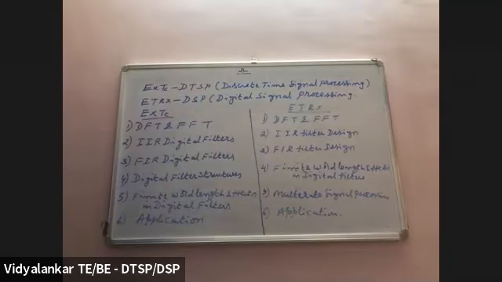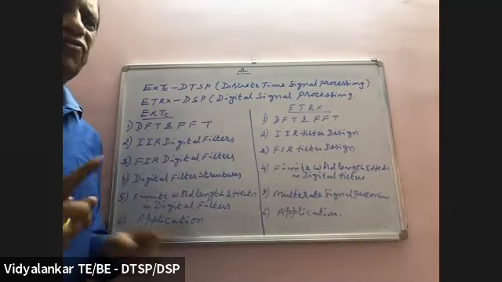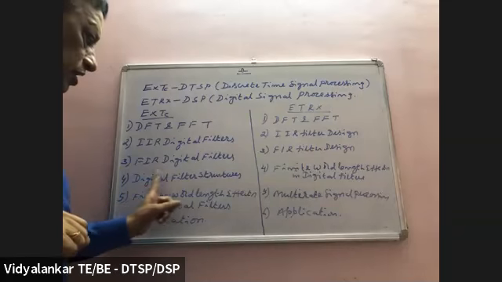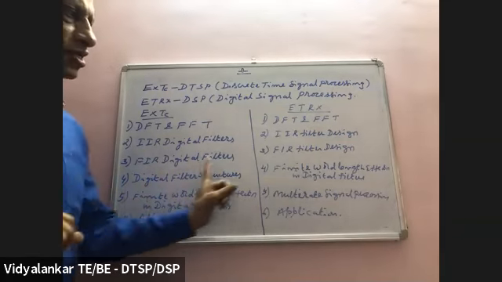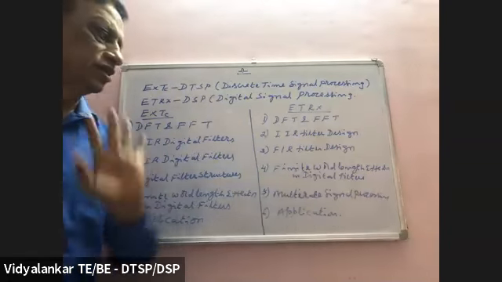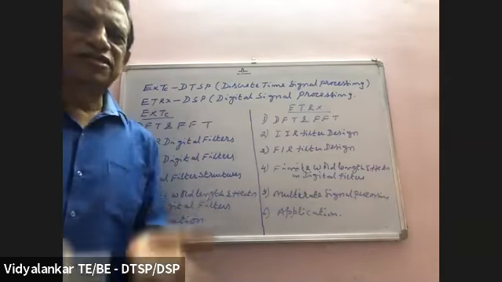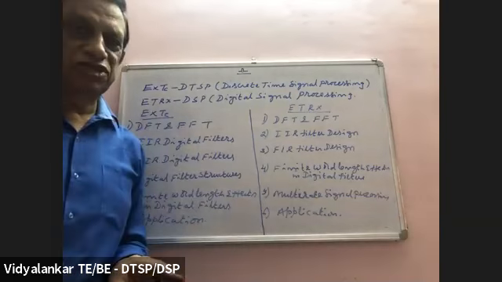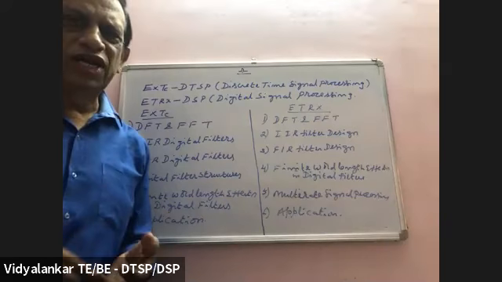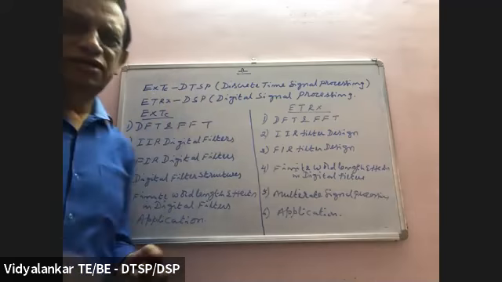So if you observe both the syllabi, 5 modules are common. Only one module is different for ETRX and EXTC. For ETRX, this digital filter structure is not there, and for EXTC, multi-rate signal processing is not there. Remaining all the syllabus is common. This subject is nothing but an extension of signals and systems. Last semester, whatever we have learned in signals and systems, that means Laplace transform, Fourier transform, Z transform, etc. So this is an extension of those.